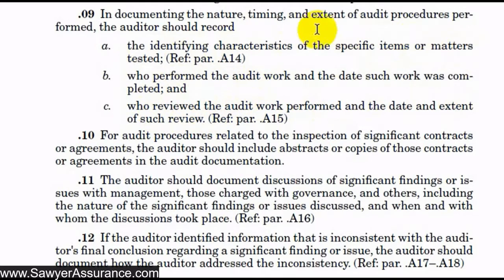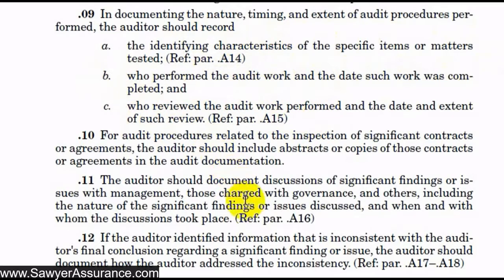So in this first one, we're supposed to identify the identifying characteristics. So for instance, maybe invoice numbers, contract numbers, maybe a check number, something like that. Some way for someone outside the engagement could go in and see which document or item we looked at. And also record who performed the work and who reviewed it.